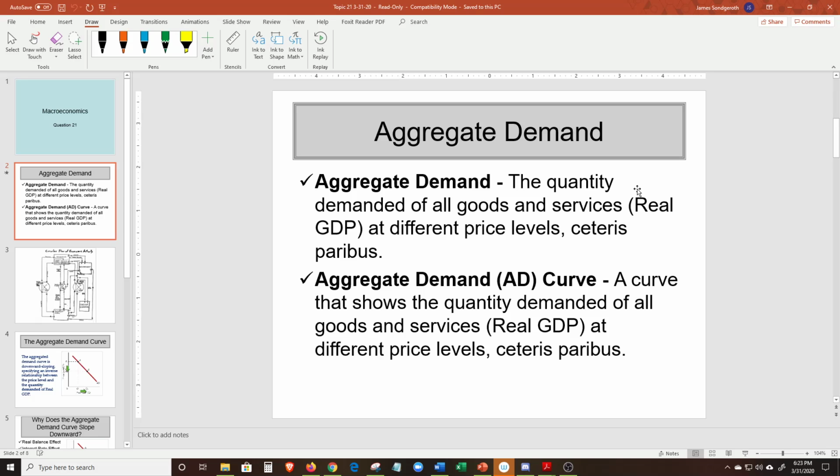So let's start with aggregate demand. Its definition. It's the quantity demanded of all goods and services. That is real goods, not nominal ones, at different price levels, ceteris paribus. Aggregate demand curve is just a curve that shows quantity demanded of all goods and services.